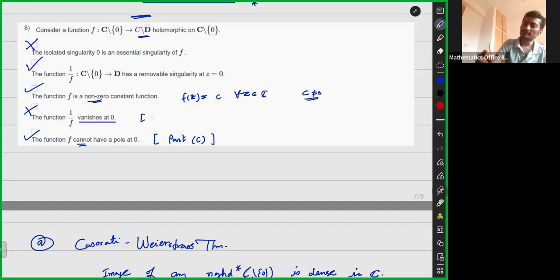Part C again says non-zero. We use that and conclude that 1 by f vanishes nowhere, because it is a non-zero constant function. Both f as well as 1 by f are non-zero constant functions. Okay, I hope it is fine.